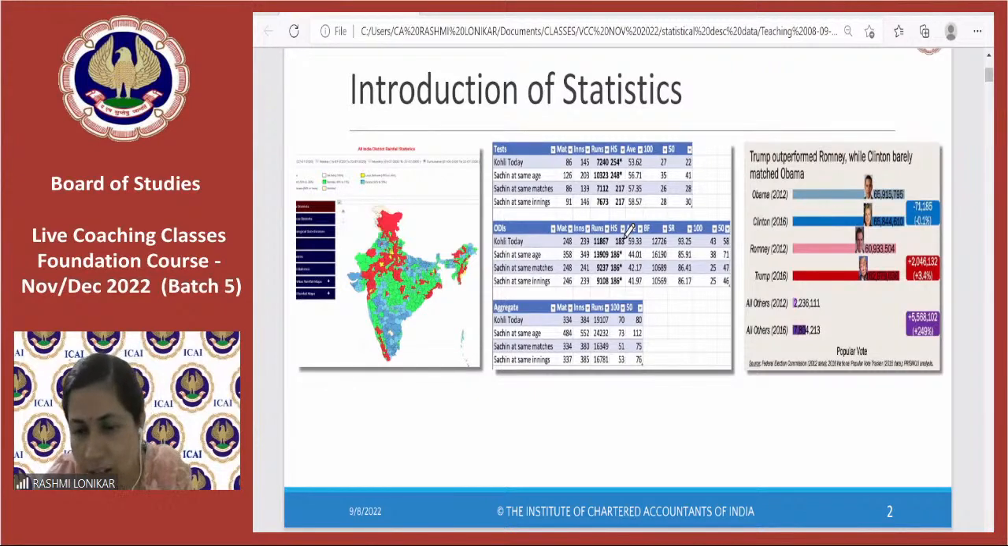Then in the third chart we are showing information about elections in the US. In this we are comparing the elections in which Obama was there, and in which, not Bill Clinton, Hillary Clinton had taken part. So here we are comparing the four candidates, that is Obama, Clinton, Romney, and Trump. How their performance was, and how it impacted the political situation in the US.